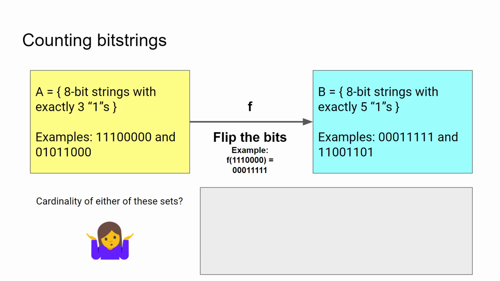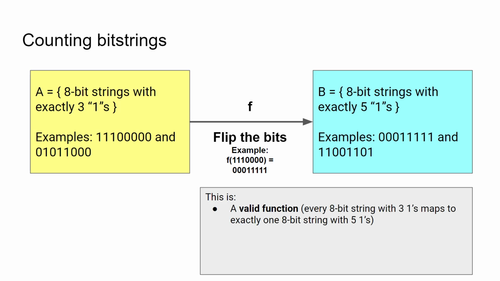Given an input, which is an 8-bit string, the output is another 8-bit string that I get by just flipping all the bits, 1 to 0 and 0 to 1. For example, 11100000 would map to 00011111. Now, this is a valid function because every input does actually have an output, and the output actually does belong to the codomain because if I start with a string with 3 1s, that means I have 5 zeros, and so the output will be a string with 3 zeros and 5 1s. And also, no input string gets split off into 2 outputs.